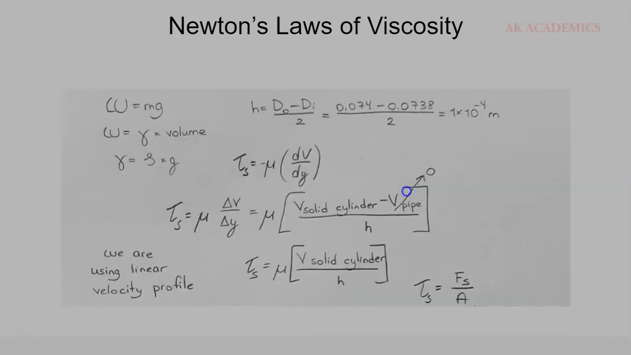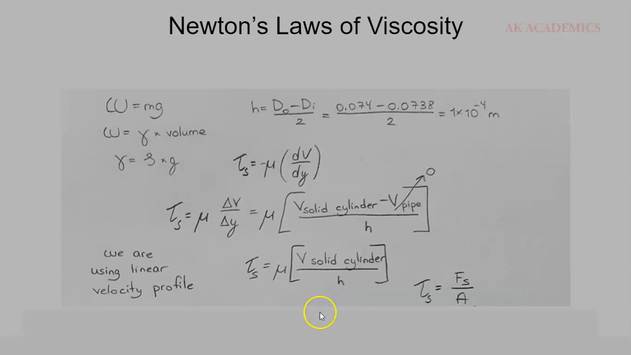Now let's see what we can do with the values we have. We do know that there is a weight acting on the solid cylinder inside the fixed pipe. That weight will be given as W, which will be equal to the mass of the cylinder multiplied by the acceleration of gravity. That is why you can see we have weight equal to mg here. You also know that our weight will be equal to specific weight multiplied by volume. We do know from the previous lessons that specific weight is equal to weight divided by volume.